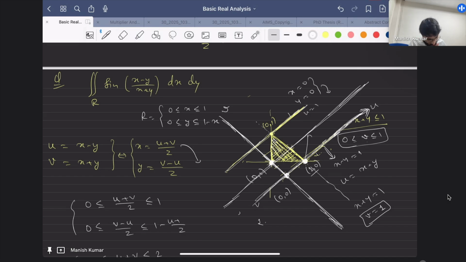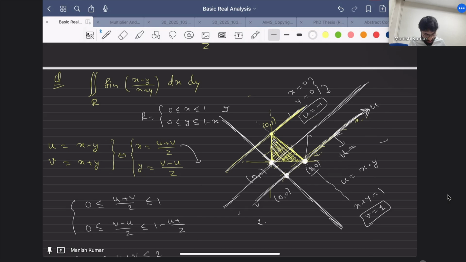This is v, no? Sir, x plus y is equal to 1 is v, sir. Okay, so x plus y is u equals minus 1. Then this was what? Yes. Now I am writing v equals 1 over here. Something I missed. So this must be u equals something, right? u is equal to x minus y. No, I think I messed up something.